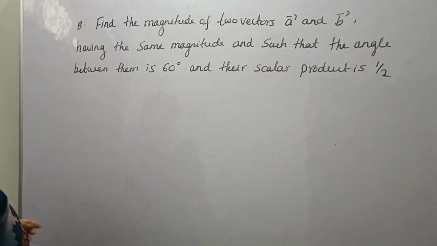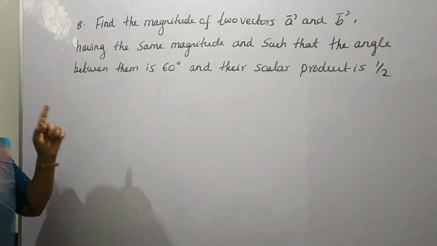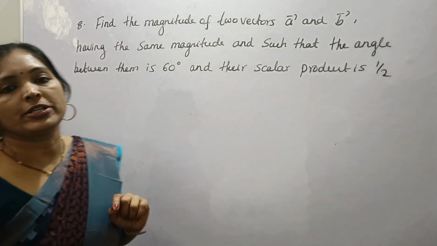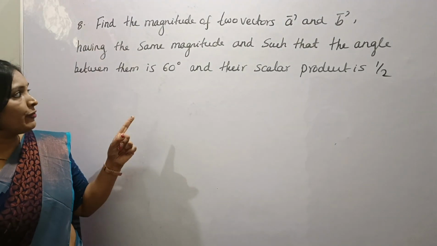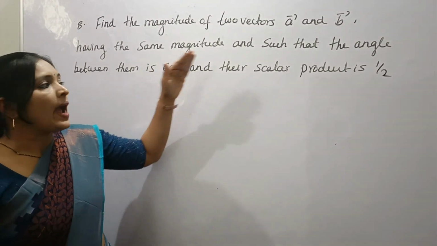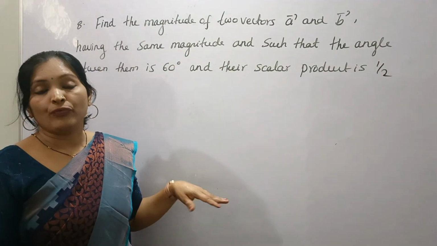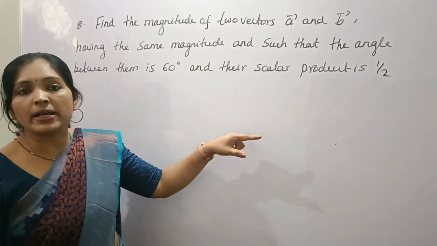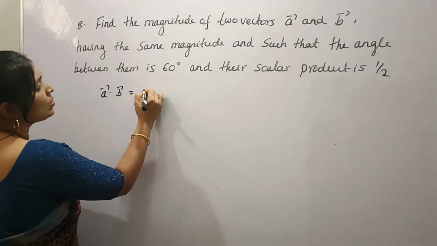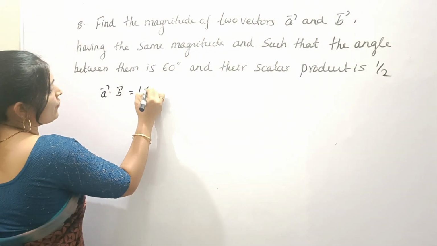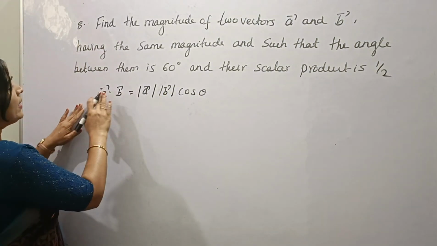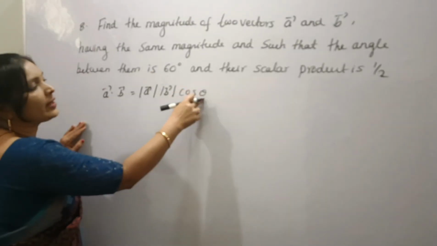Find the magnitude of two vectors, vector A and vector B, having the same magnitude and such that the angle between them is 60 degrees and their scalar product is 1 by 2. What are given? The angle between the two vectors A and B is 60 degrees and their scalar product is 1 by 2. We have a formula including these quantities: vector A dot vector B is equal to modulus of vector A into modulus of vector B cos theta. Here vector A dot vector B is given and theta is given.